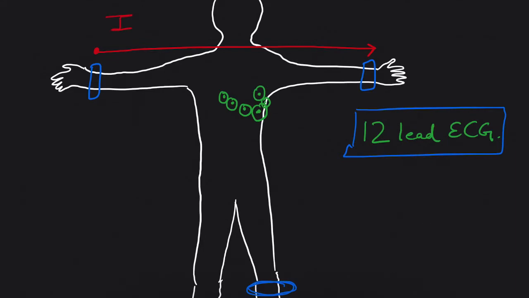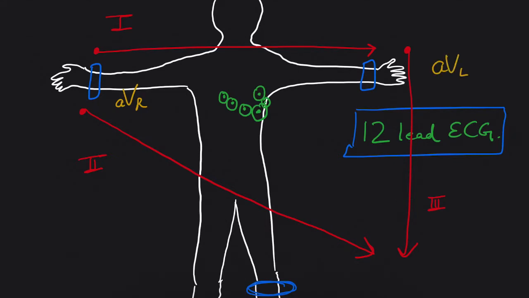When they act as a bipolar lead, lead number 1 is formed between the right and left arm, lead number 2 is formed between the right arm and left foot, and lead number 3 is formed between left arm and left foot. Now when these electrodes act as monopolar electrodes, they're termed aVR for the right arm, aVL for the left arm, and aVF for the left foot. So now we have 6 leads: lead 1, 2, 3, and aVR, aVL, and aVF.